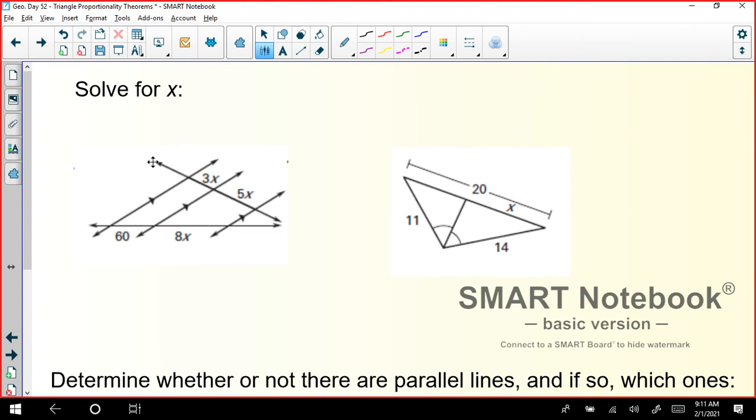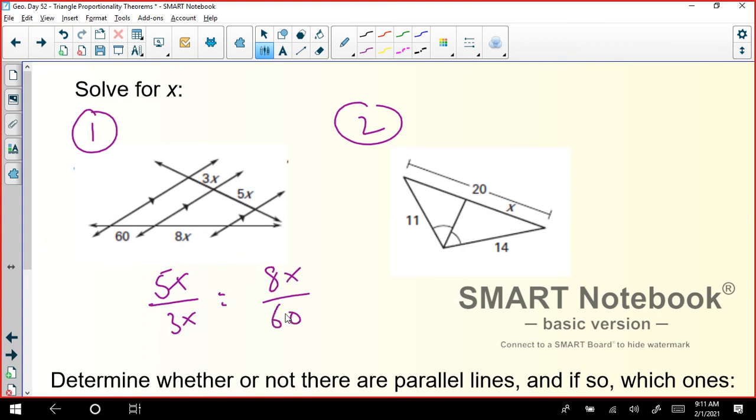Okay, based on triangle proportionality theorem, when we have three parallel lines that are cutting the transversals, they cut the transversals such that the transversals' portions are proportional. What that means is 5x over 3x will be equal to 8x over 60. And you are solving for x.